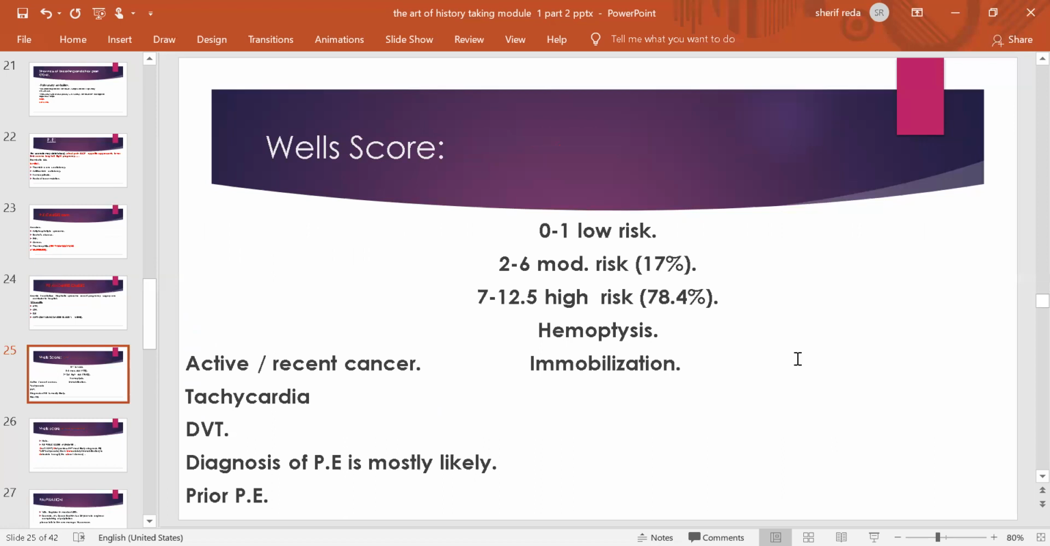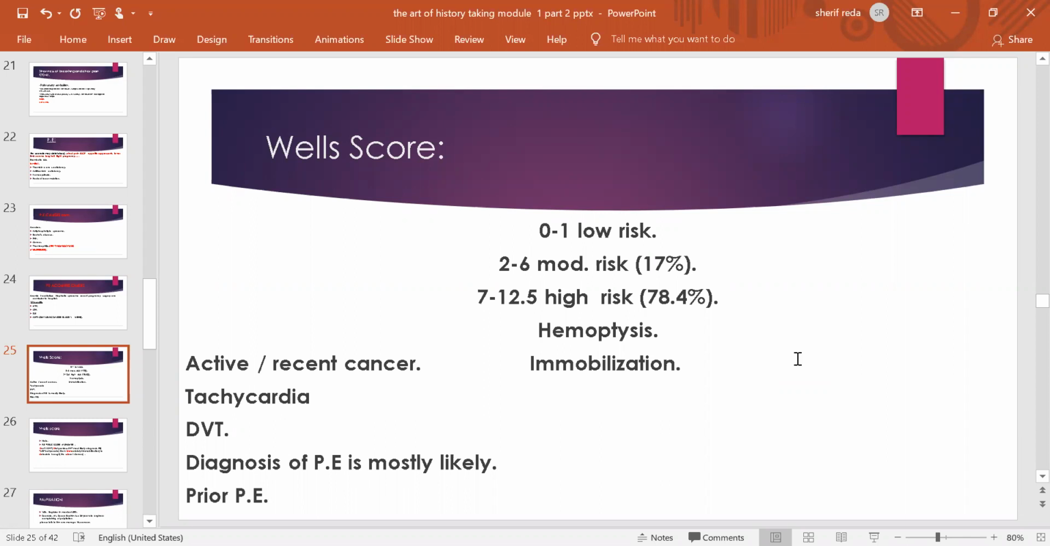Remember also in case of PE to remember always the Wells score, because if the patient is at high risk, you have to proceed for pulmonary angio or ventilation perfusion scan and so on, and also start anticoagulation. If the risk is low, no need to do all this. What is the Wells score? Wells score consists of certain items that you give them a score. If the score is low, from 0 to 1, this is a low risk. If it's from 2 to 6, it's a moderate risk. If it is from 7 to 12.5, this is a high risk.